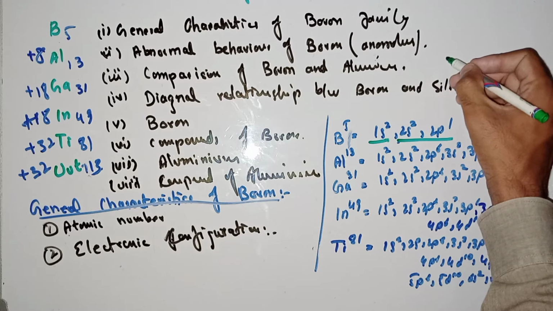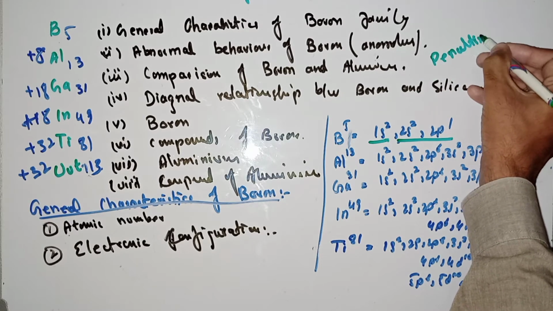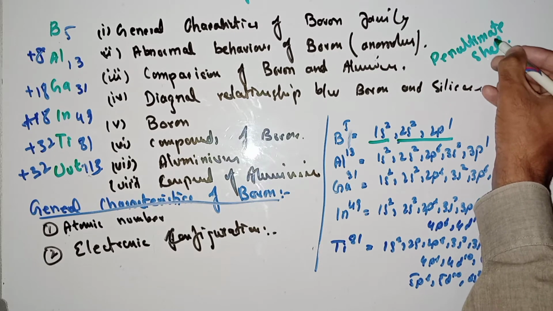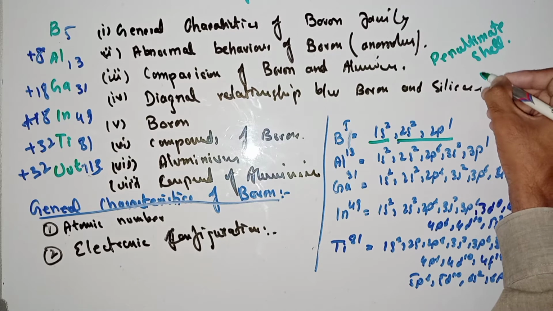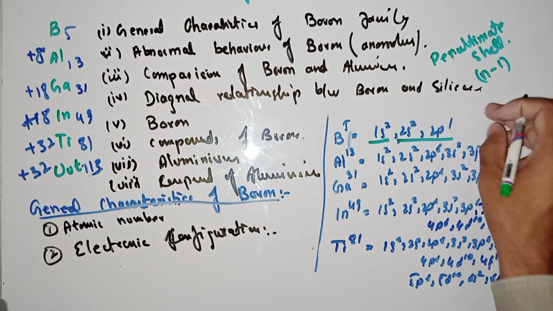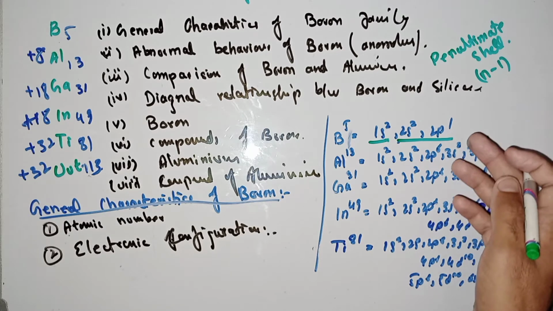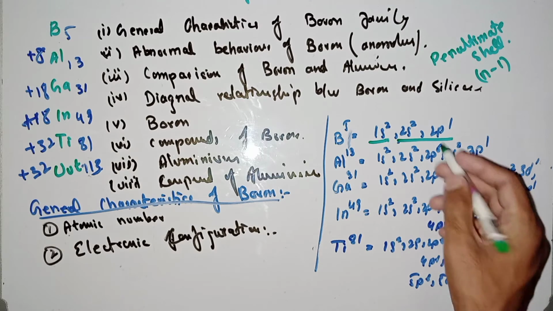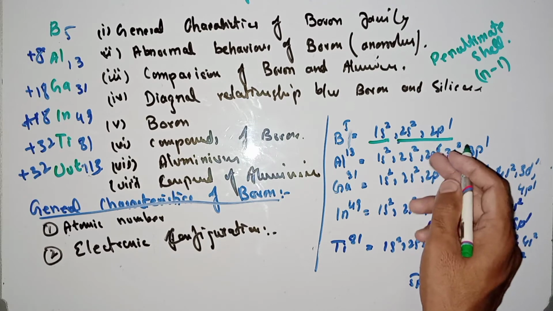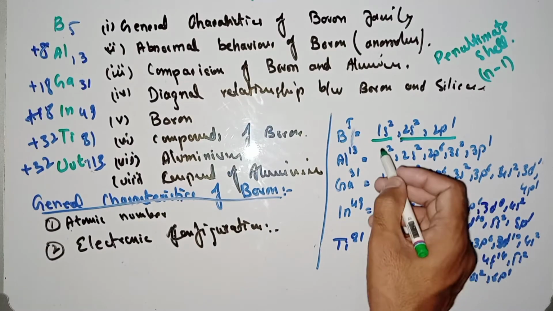What is penultimate shell? Penultimate shell means the shell that is one inside the outermost shell, which is n-1, the subtraction of one from the outside. Here, the outermost shell, the valence shell, is shell 2, so n minus 1 means 2 minus 1, 1 will be the penultimate shell.